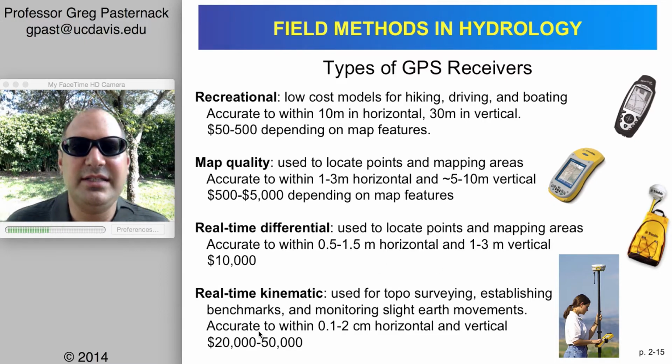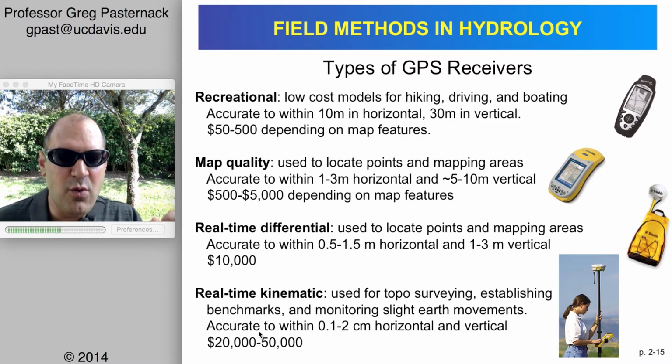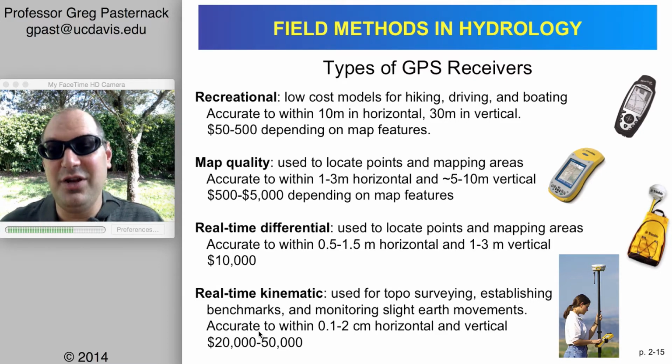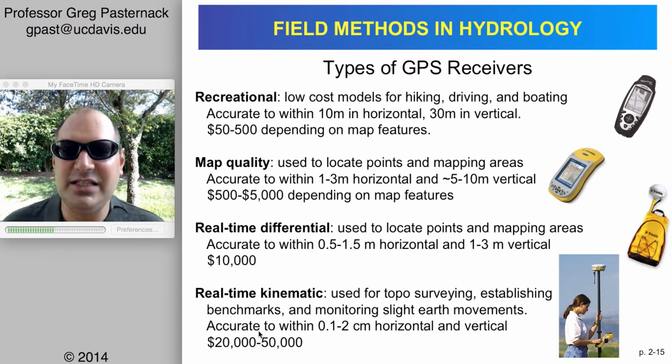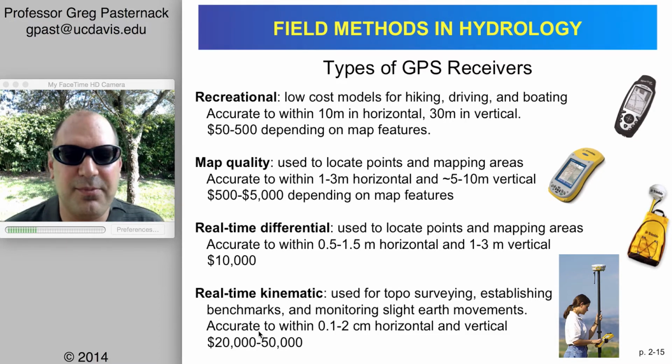One of these units tends to be in the $15,000 to $30,000 price range for one. Now, if you want to set up your own base station, you need two, and then you need radio equipment and a license from the FCC or all kinds of stuff. So then you're talking more about $40,000 to $60,000 for a complete system.